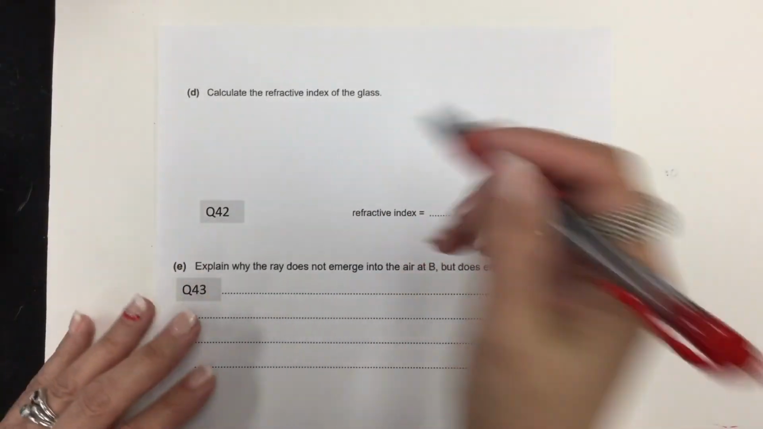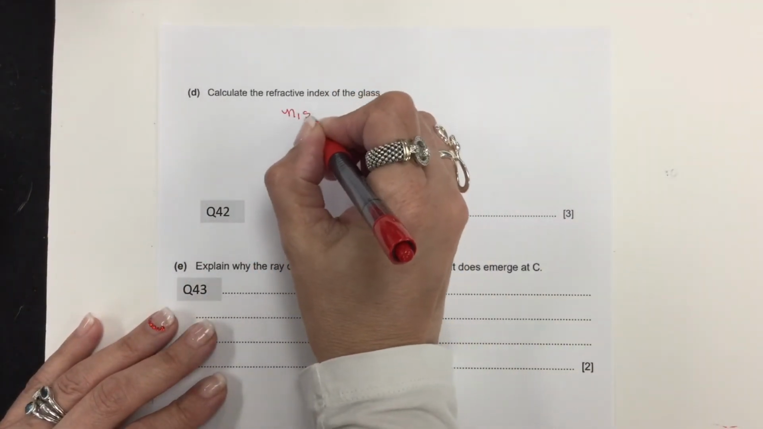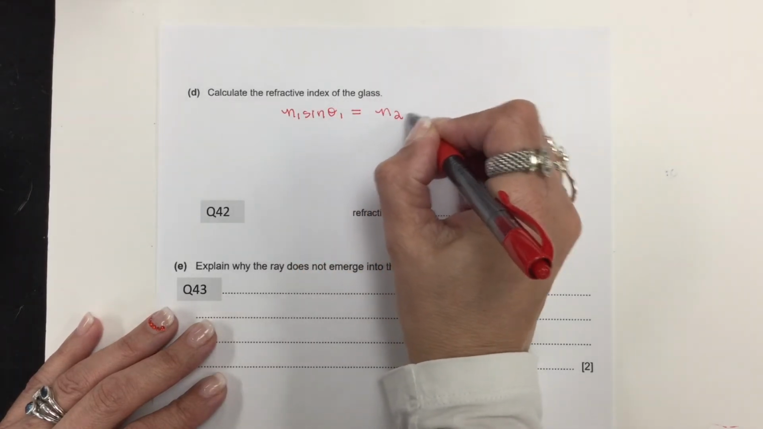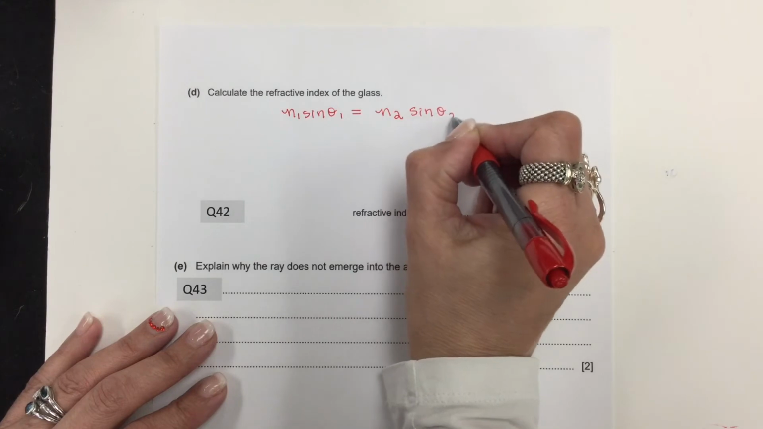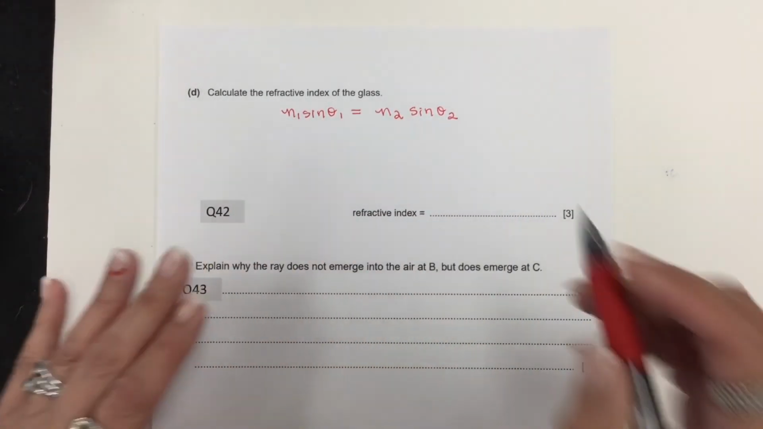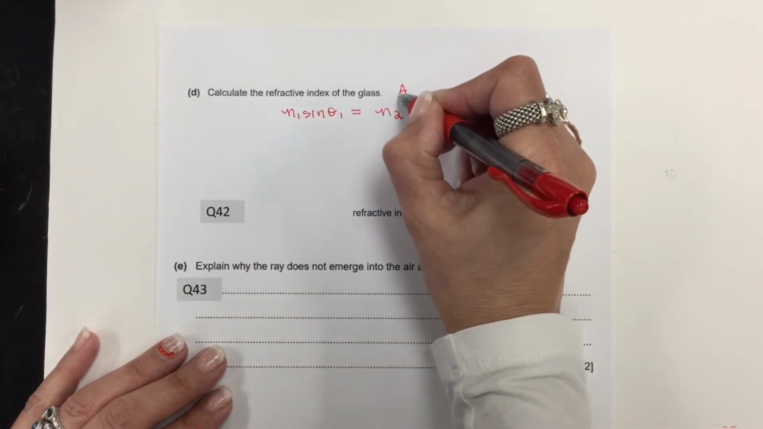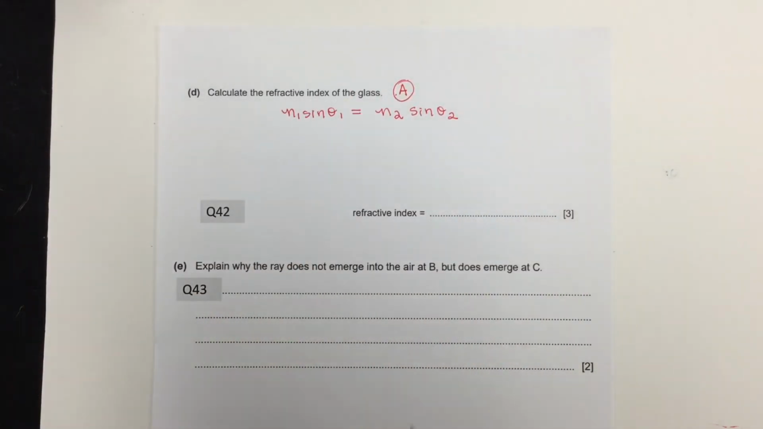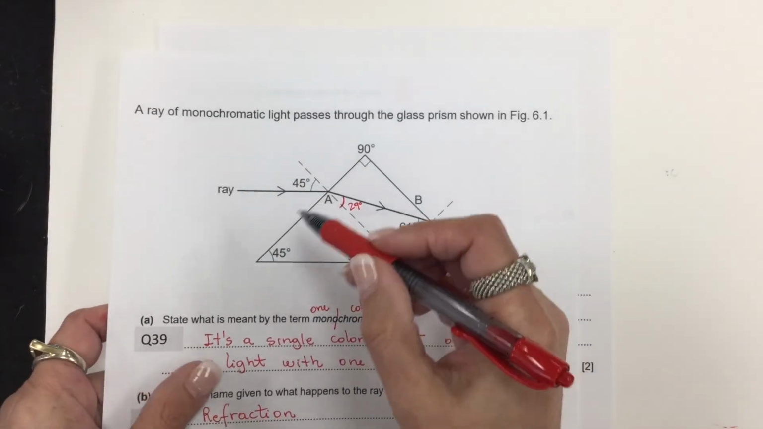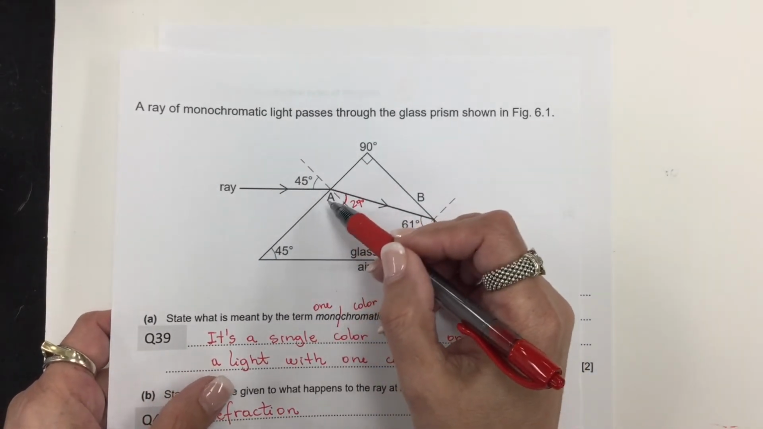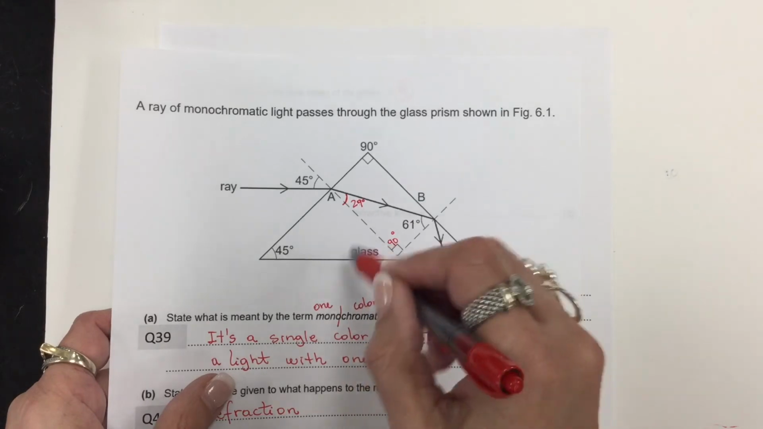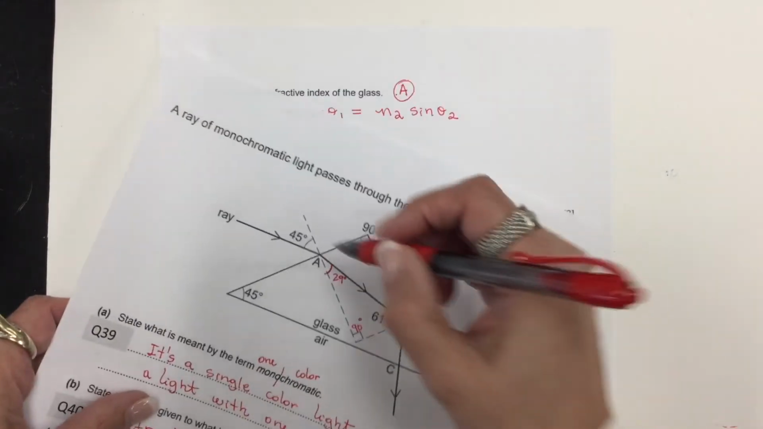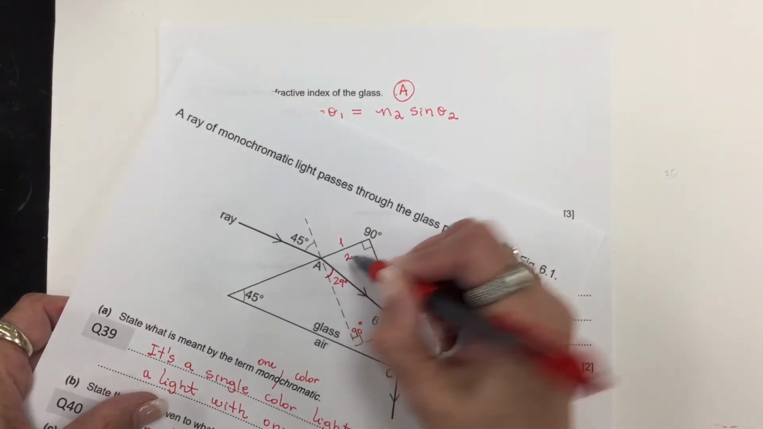Calculate the refractive index of the glass. Snell's law time. So this is N1 sine of theta 1 is equal to N2 sine of theta 2. If you are lost, we are at point A on that diagram right here. This is where we are. So we want to calculate here the index of refraction of this glass, this prism, right? So remember, this is 1 and this is 2.